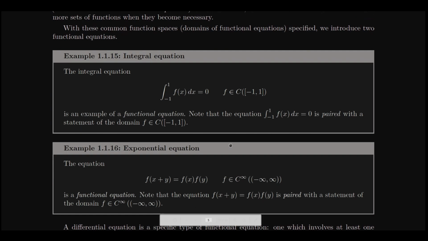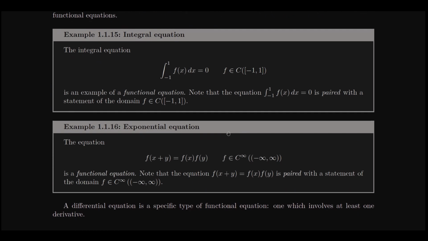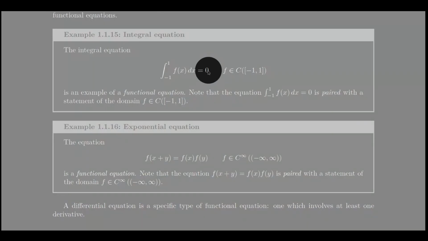Let's look at some examples of functional equations. One example is the integral equation. This is an example of a functional equation. This is 0 on the right-hand side. Truly, it does have a numerical value, and that's only because the integral takes the function on the left and outputs a 0.